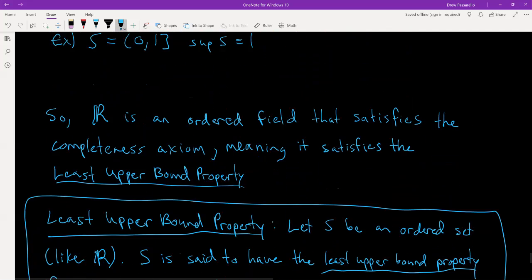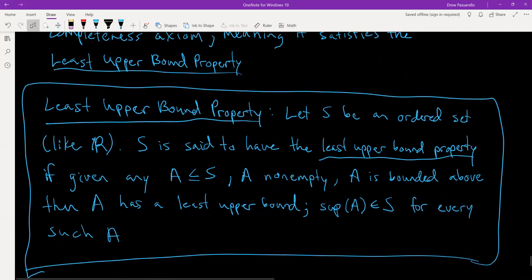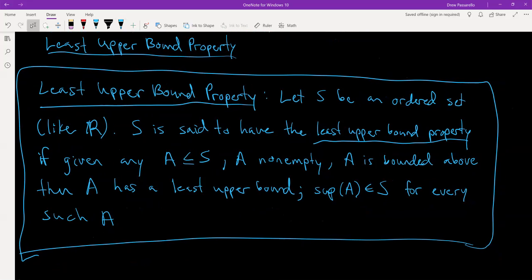So the real numbers is an ordered field that satisfies the completeness axiom, meaning that it satisfies the least upper bound property. And I know I'm kind of repeating a lot of the main points here, but the least upper bound property is: if you have an ordered set S, like the real numbers, S has the least upper bound property if given any subset A, where A is non-empty and A is bounded above, then A has a least upper bound. And particularly the supremum, sup of A, is that least upper bound, and it's an element of the set S for every such subset A.